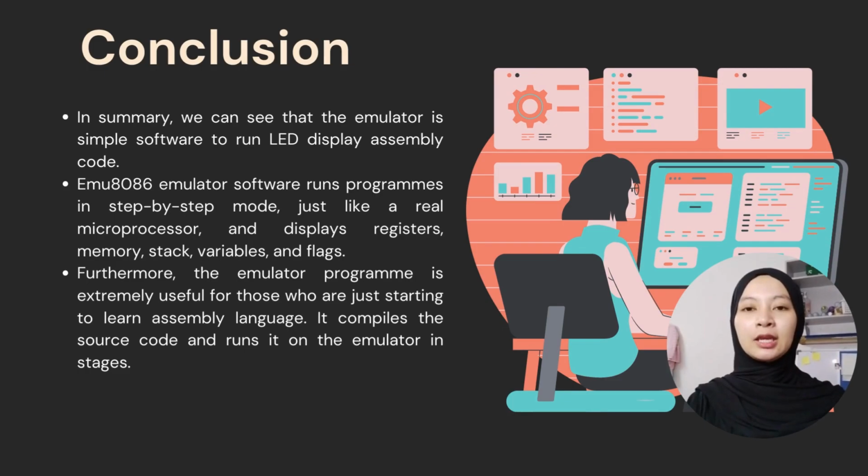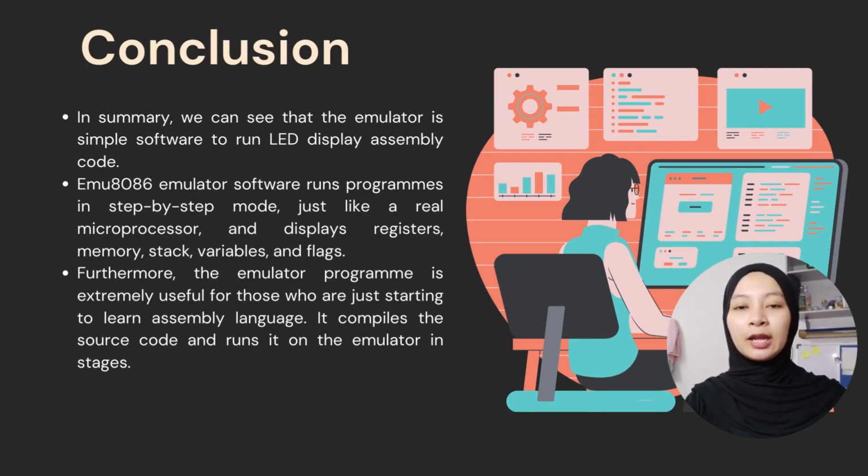In summary, we can see that the emulator is simple software to run LED display assembly code. We can easily add, edit, delete and modify the assembly codes from the actual code to generate an output using the emulator software. The emulator software also runs programs in step-by-step mode, just like a real microprocessor, and displays registers, memories, stacks, variables and flags. Furthermore, the emulator is extremely useful for those who are just starting to learn assembly code. It compiles the source code and runs it on the emulator in stages.